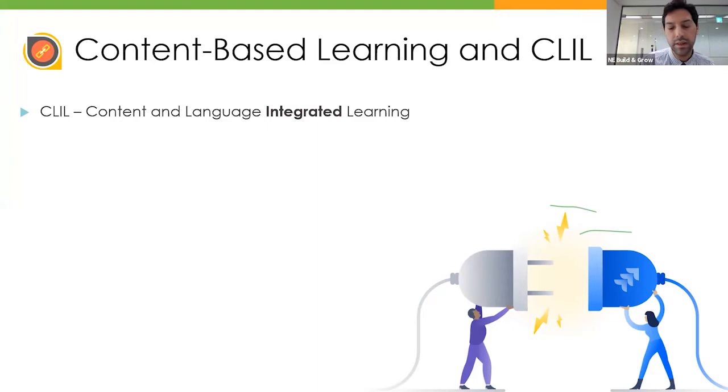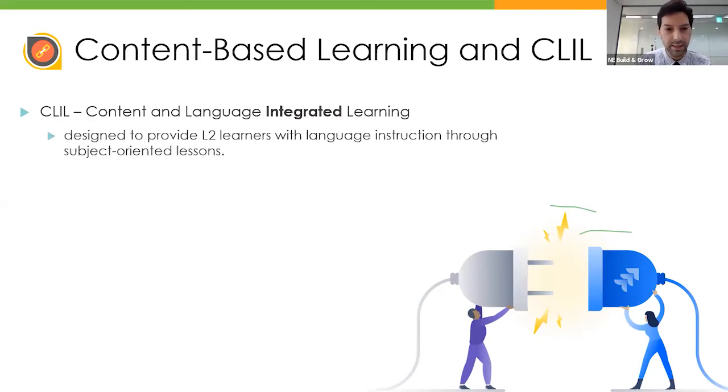Now, moving from content-based learning, we have something called CLIL. So CLIL is Content and Language Integrated Learning. And what CLIL is doing is taking the idea of learning through content and applying that to secondary language frameworks. So this is geared specifically toward students who are secondary language learners. So what is it? It's designed to provide L2 learners with language instruction through subject-oriented lessons. And it gives language learning a real purpose, right?